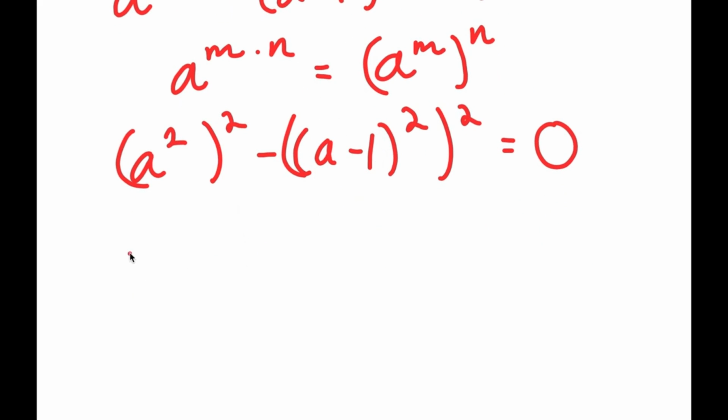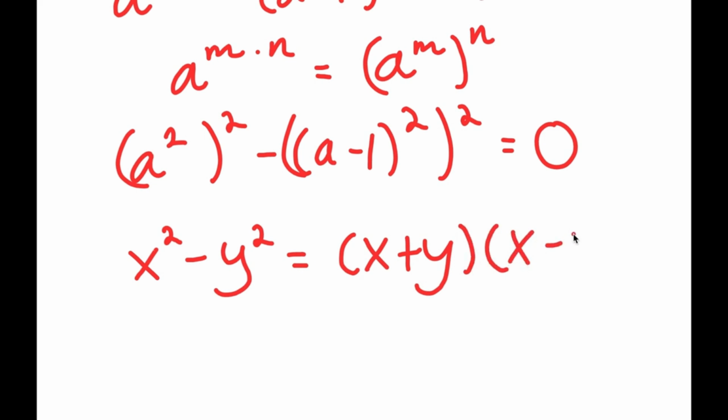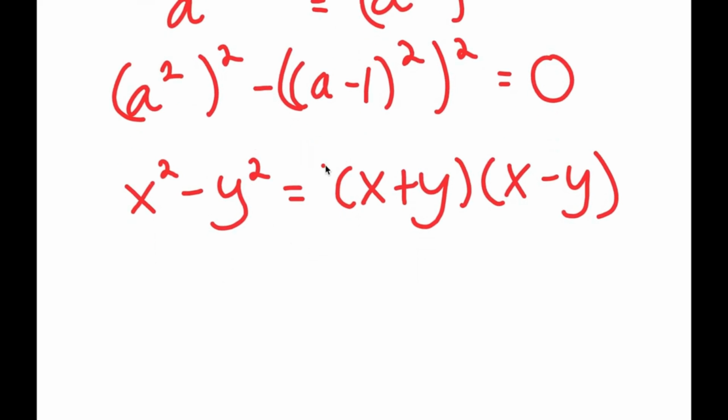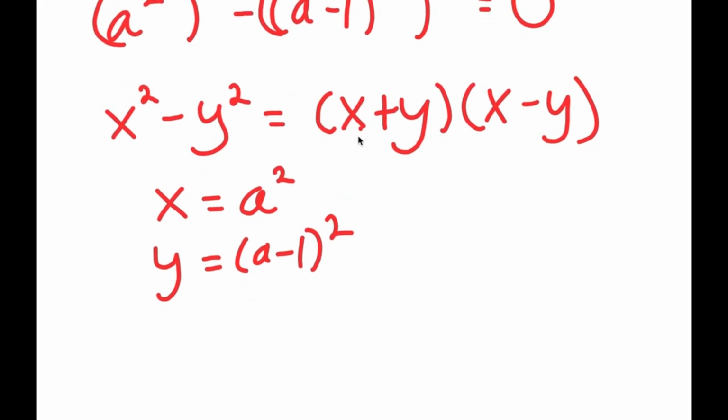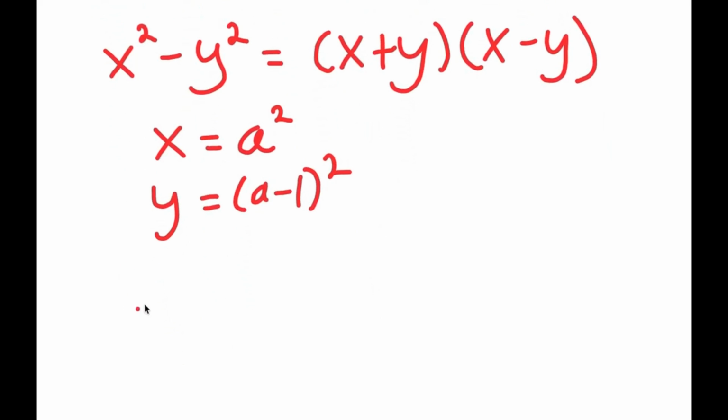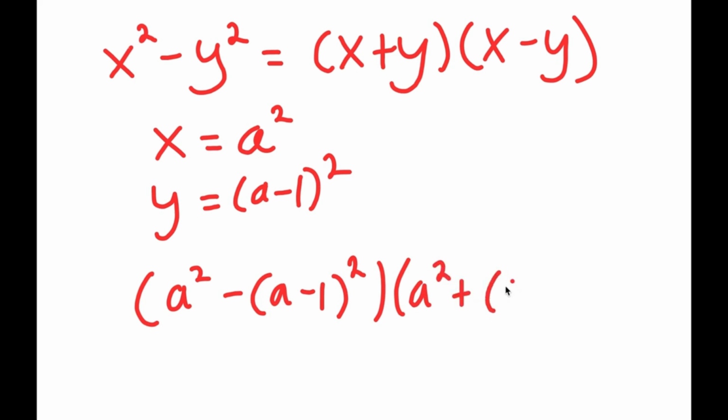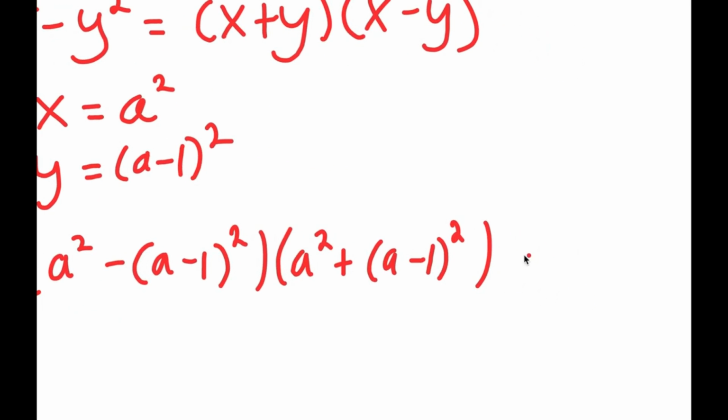Now, if I have something in the form x squared minus y squared, this is equal to (x plus y) times (x minus y). So, in this case, I can think of x as a squared and y as (a minus 1) squared. By using this property, I get (a squared minus (a minus 1) squared) times (a squared plus (a minus 1) squared), and this is all equal to 0.